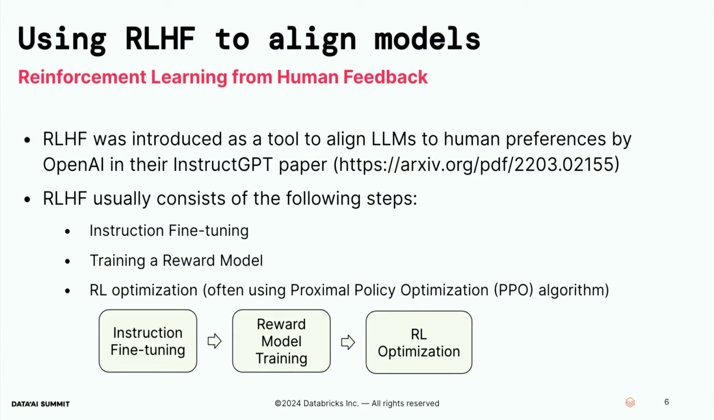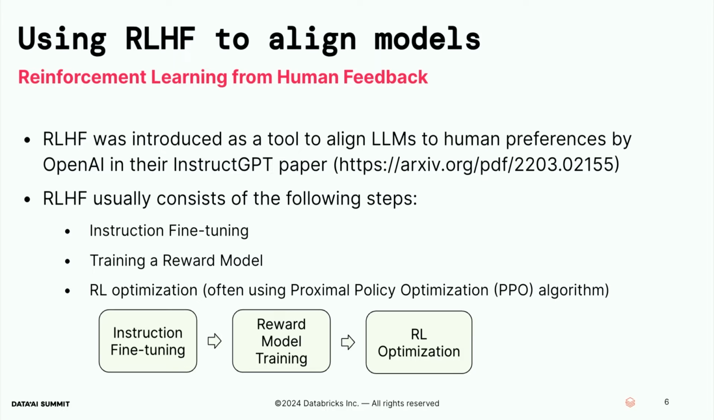Reinforcement learning from human feedback is the algorithm that was first used by OpenAI for alignment. They introduced it in the InstructGPT paper. Basically, it contains three basic steps. It starts with instruction fine-tuning. That's exactly the same fine-tuning we have already done. I just added it here because it was written that way in the paper.